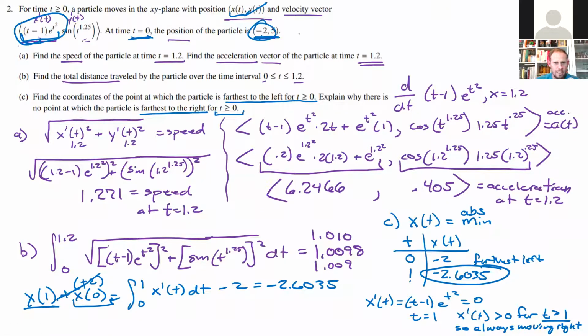All right, so if we want the y value there, y of 1 minus y of 0 equals the integral from 0 to 1 of y prime of t dt. y of 0 is 5. So we're going to add 5 over here.